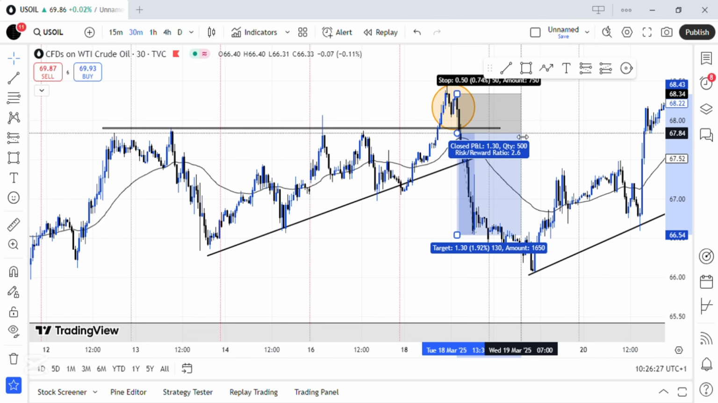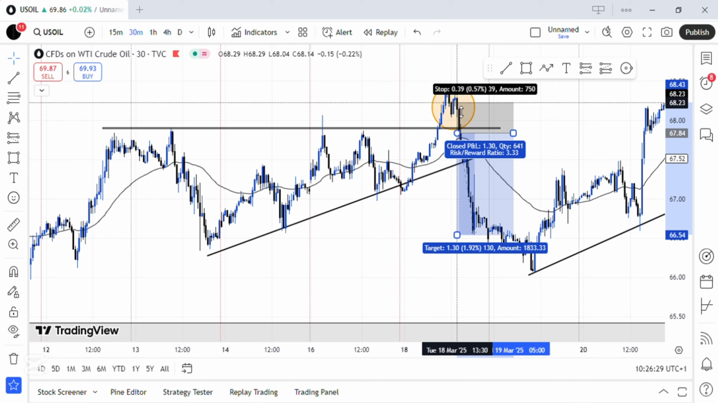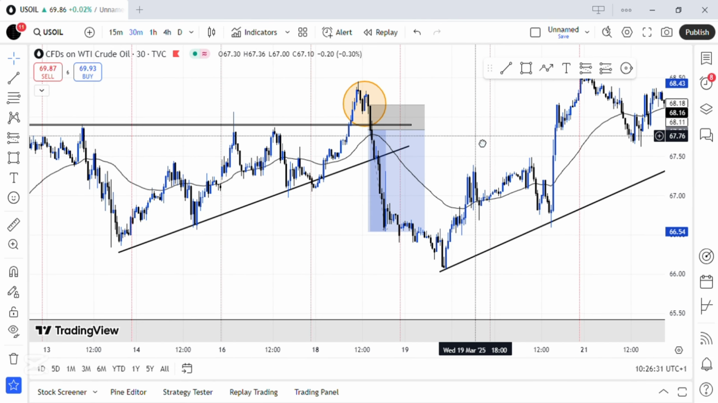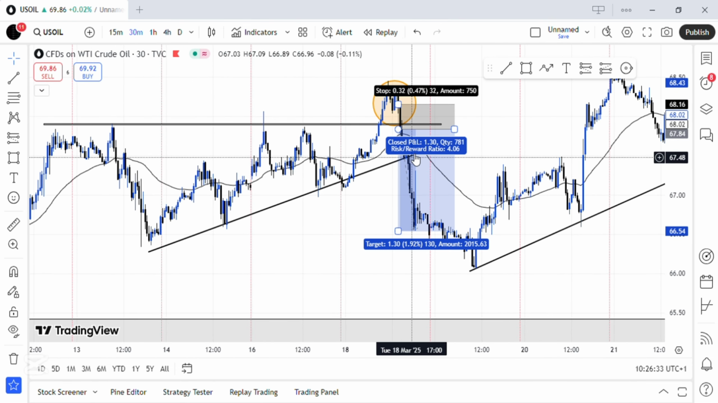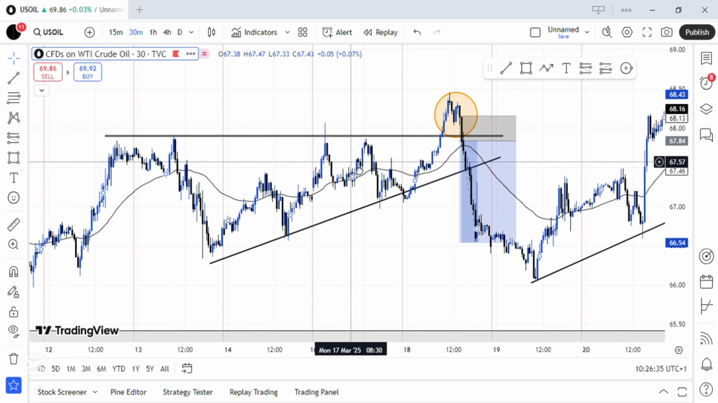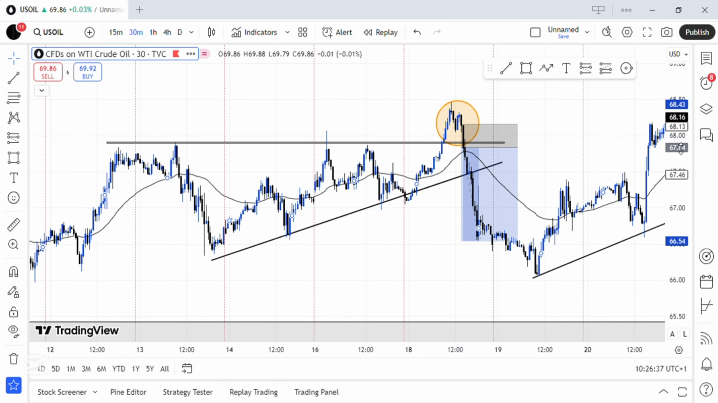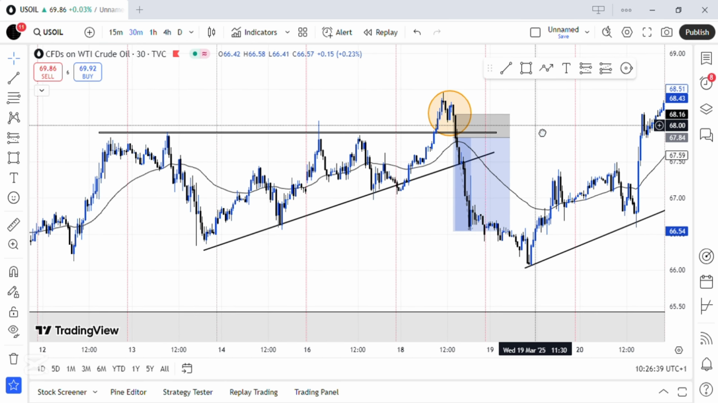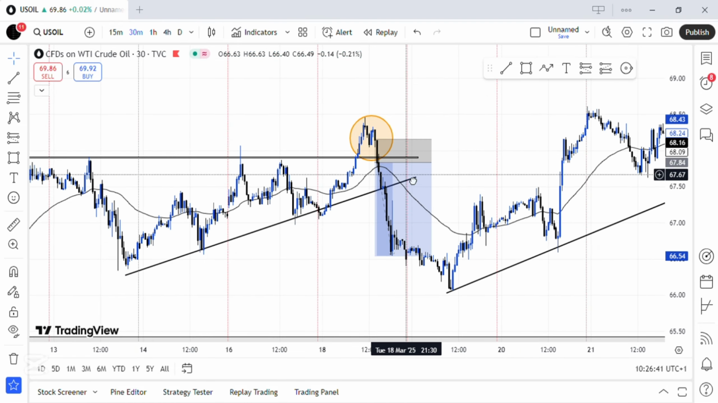This was around a 1 to 5 risk reward, but still keep your risk minimal and be breaking even. If your trade starts going in profit, you move your stop loss to break even. That is the trade I took last week.